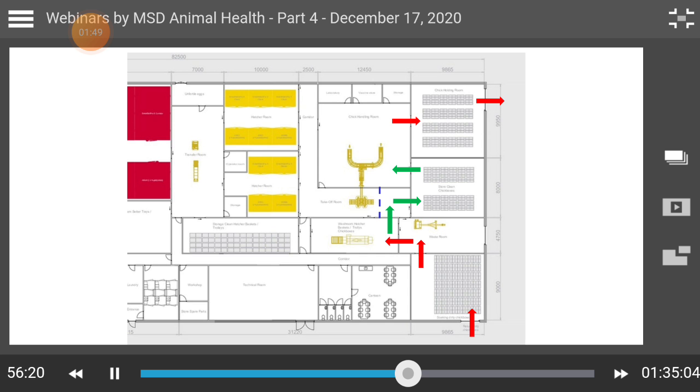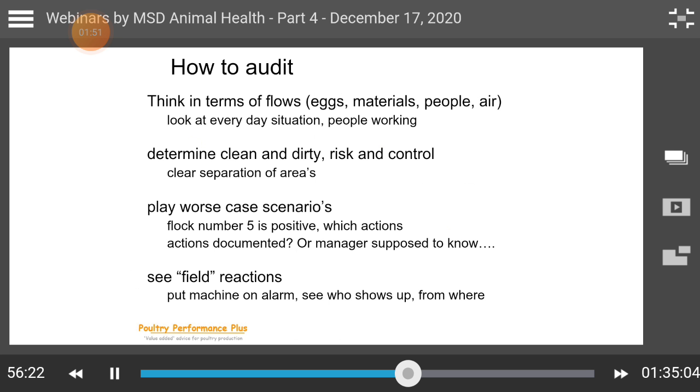A lot of us are doing audits. How do you audit? Think in terms of flows, flows of eggs and materials and so on, and determine clean and dirty, risk and control. In an everyday situation where people are working, everybody knows how to do it, but it's not always done like that.